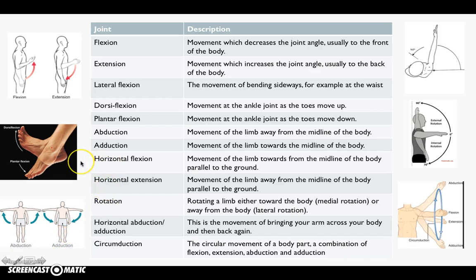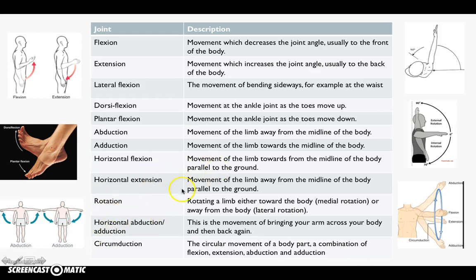We have horizontal flexion, movement of a limb towards the midline of the body parallel to the ground. Now I'll just show you this in lesson when we come to it. Horizontal extension, movement of the limb away from the midline of the body, again parallel to the ground.